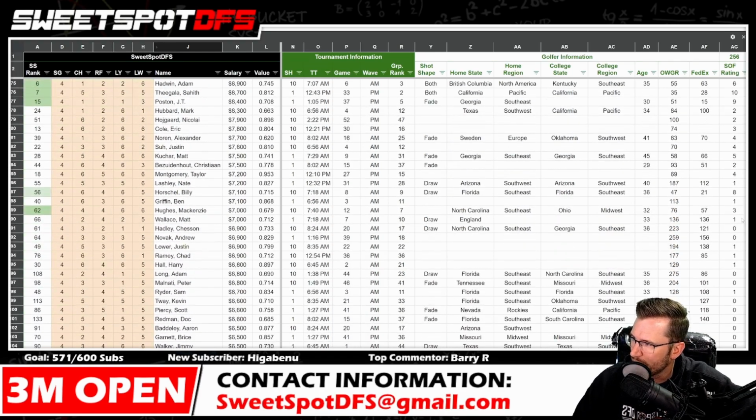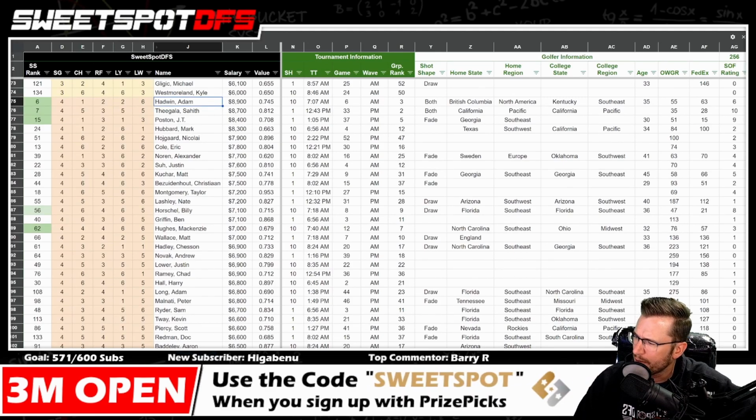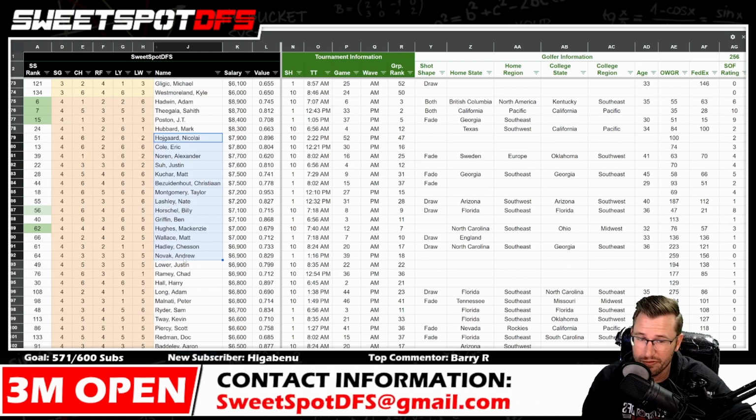Strokes gained 4. This one also is a 1 to 4. Starts in the 8K range, or let me just double check. I think this is 1 to 3. Yeah, 1 to 3. Starts in the 8K range. Adam Hadwin, Sepp Straka, JT Poston, Mark Hubbard. Those are all 8K golfers and up. Then it drops to the 7K range. If you wanted to, I guess, round out your lineups with these golfers, I think that's fine. I'm just not really pushing to get any of these golfers in my lineup. So I'll let the optimizer decide who from here we want to fill in our lineups.